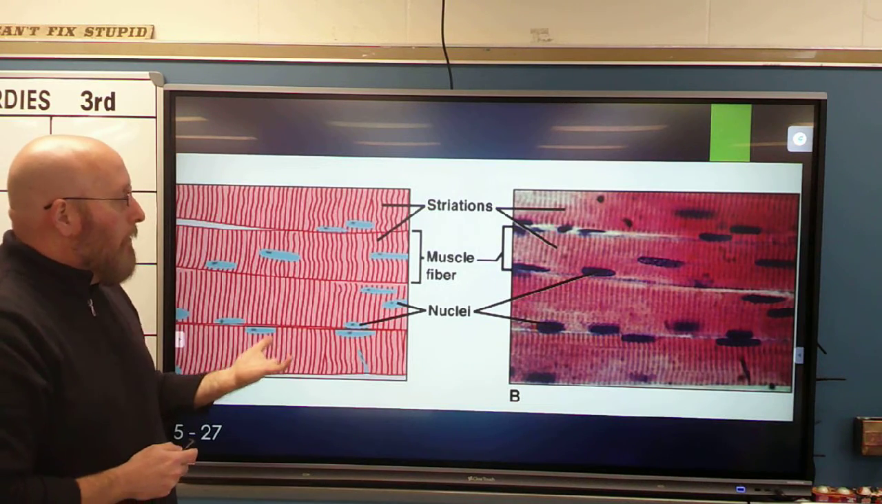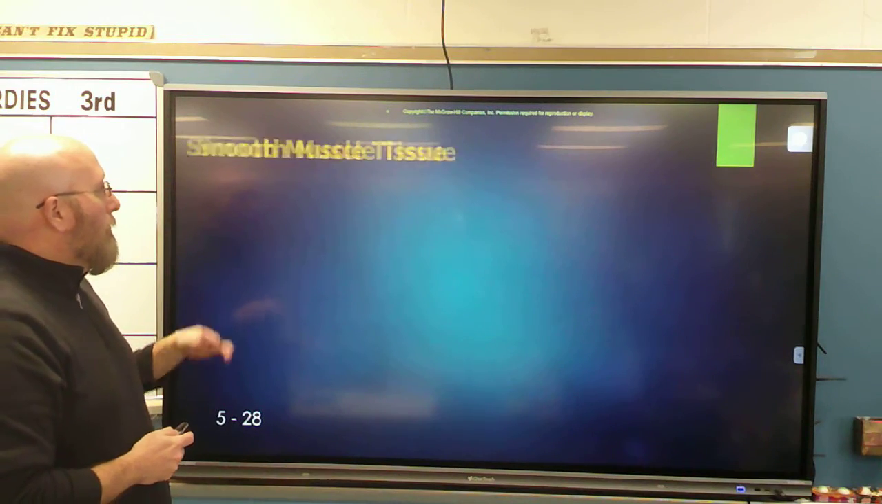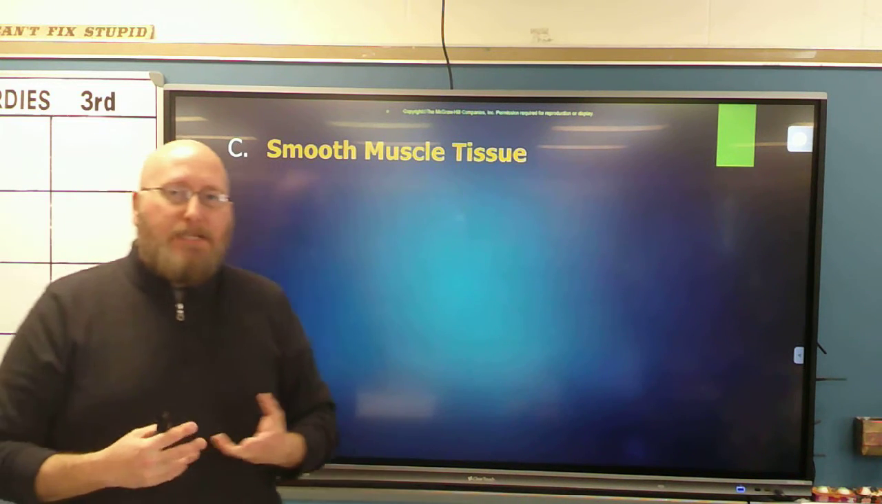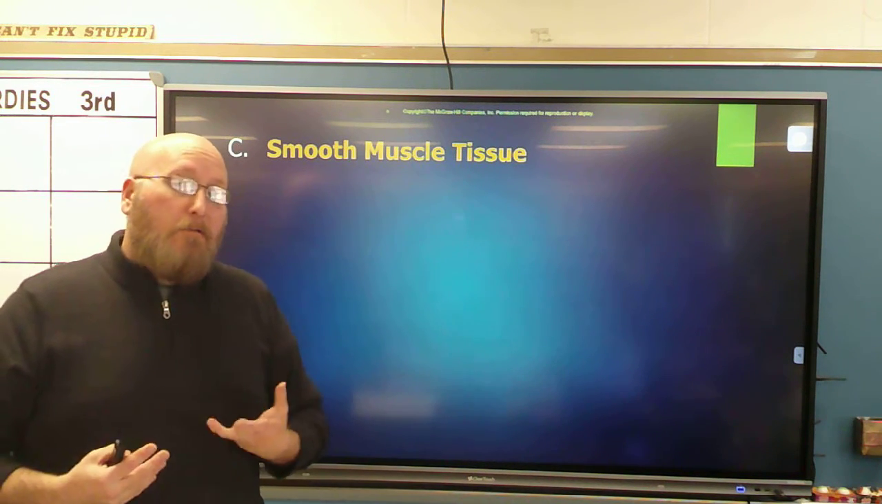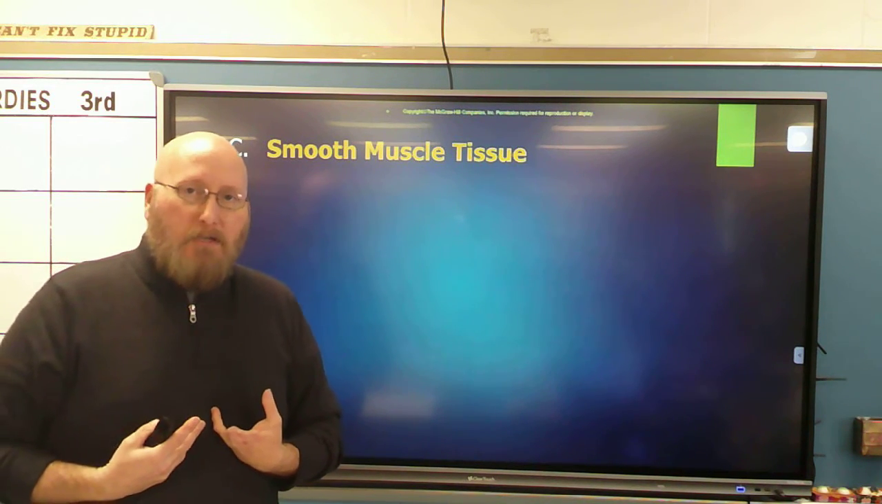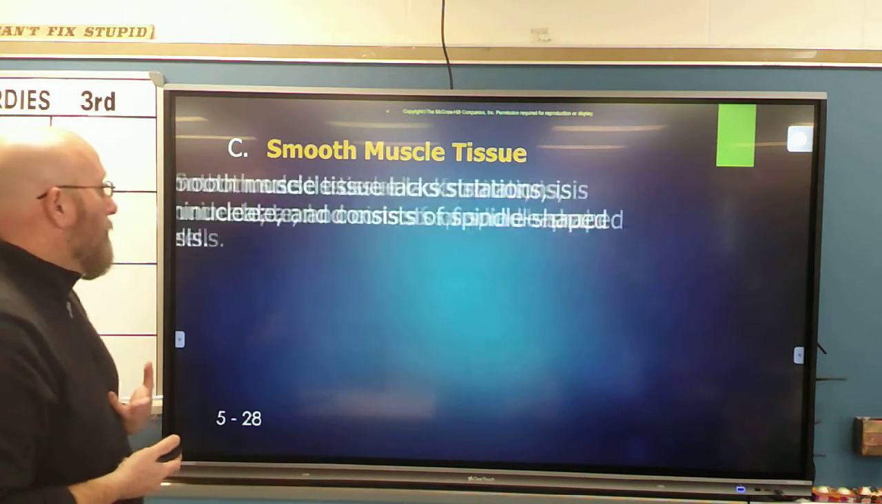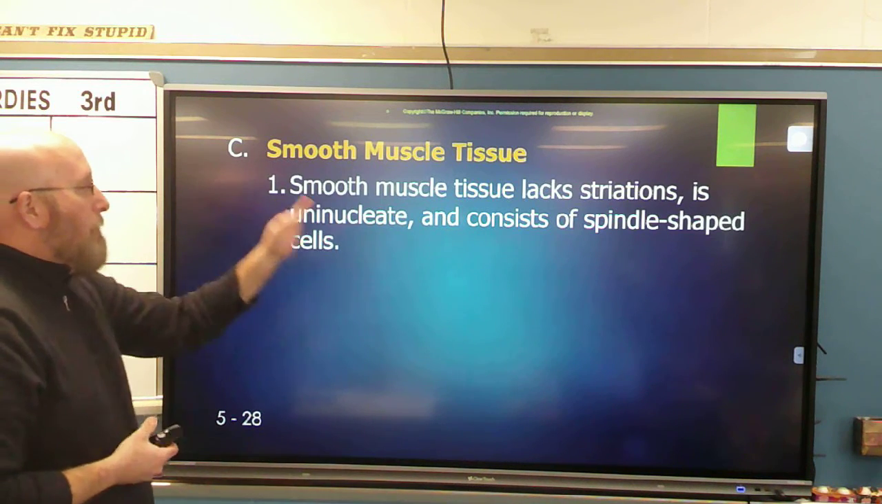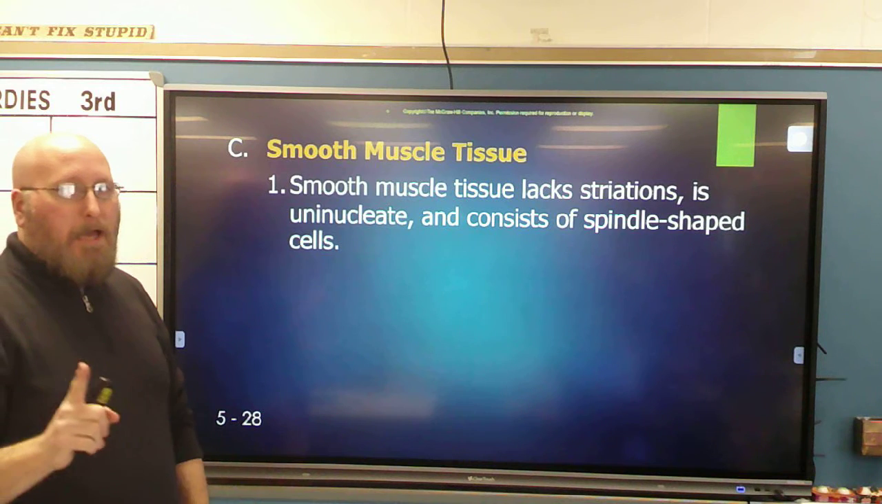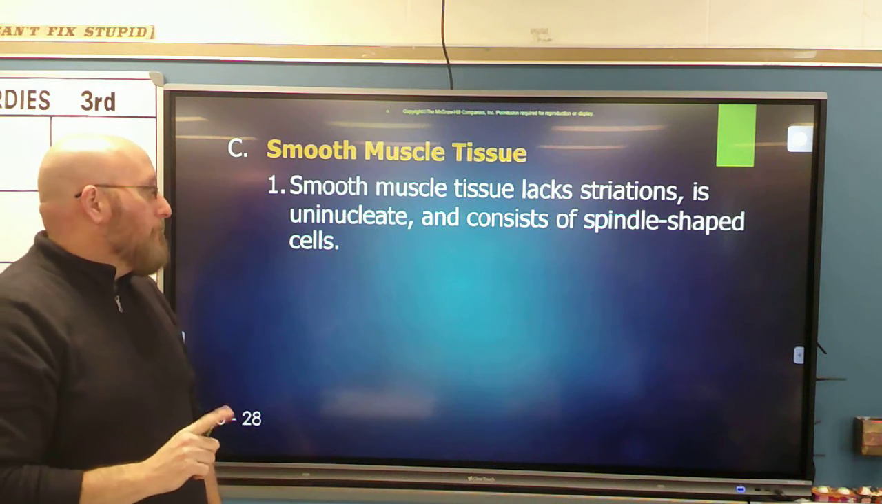Okay? Now the second kind is called smooth muscle tissue. Well, what the heck is the difference between skeletal and smooth? Well, smooth kind of tells you a little bit about it. Guess what it doesn't have? It doesn't have any stripes, no striations, okay? Smooth muscle doesn't have striations, doesn't have the stripes. It only has one nucleus, uninucleate, okay? It doesn't have multiples.